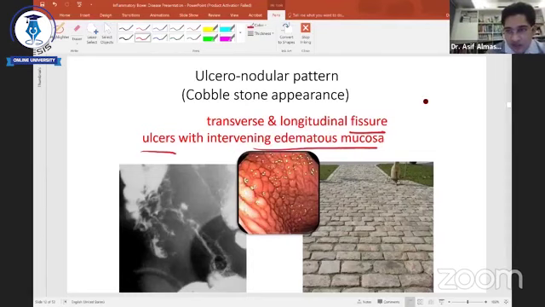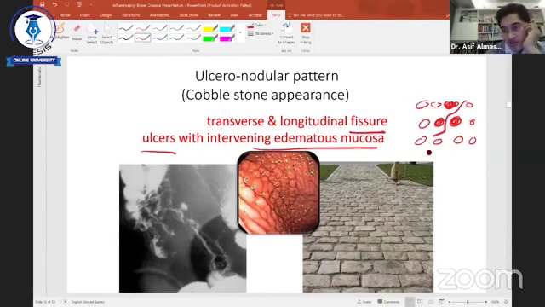What I'm trying to say is that if these are the mucosal cells, they become edematous. But in between the cells, there are deep ulcerations and fissures, just like this. And these ulcers are usually sort of like a snake. That's why they say serpiginous, that means snake-like ulcers. In between, the mucosa is inflamed and edematous. They look like cobblestones, just like this.